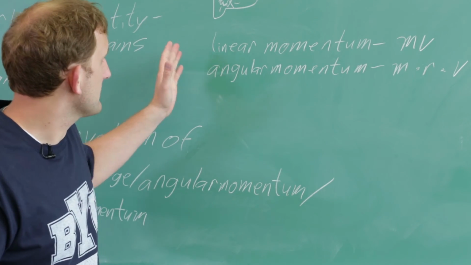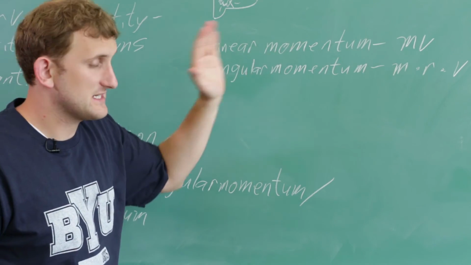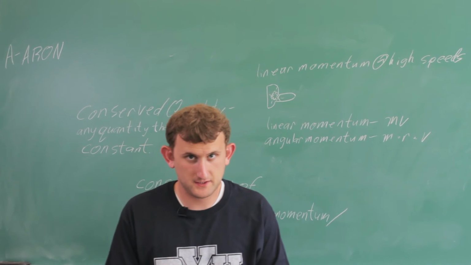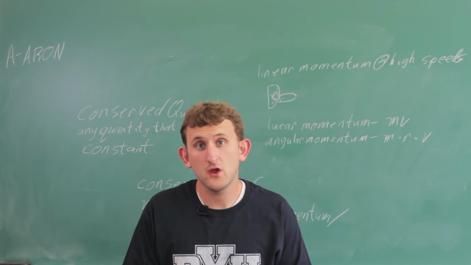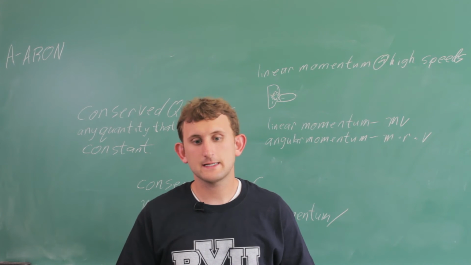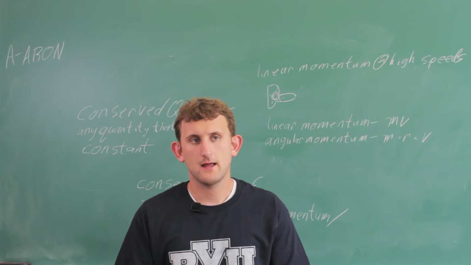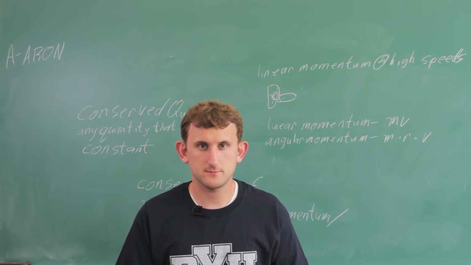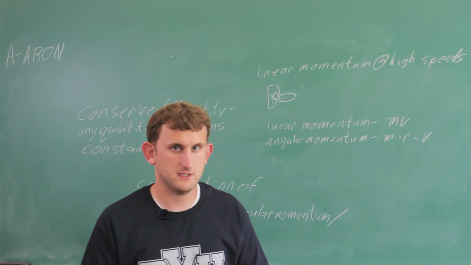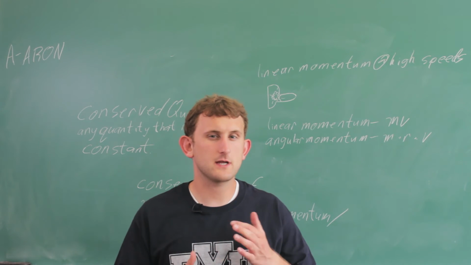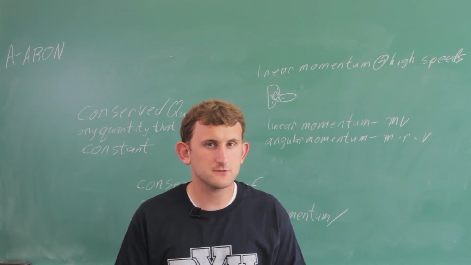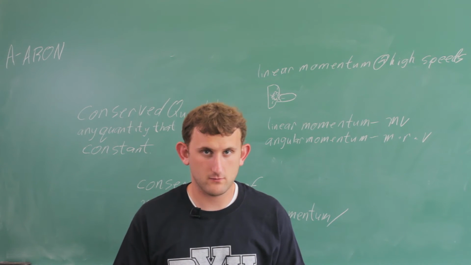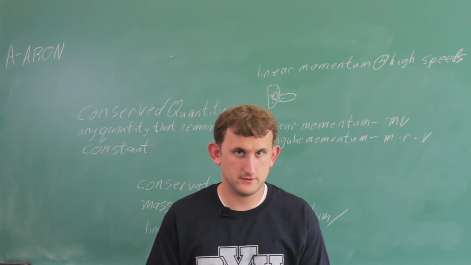Now the last part of this is linear momentum at high speeds. This part is a little more complicated, so just bear with me as you go through it. We know that a lot of weird stuff goes down when we get to relativistic speeds, or speeds that are close to the speed of light. So if nothing can go faster than the speed of light, then how can linear momentum be conserved? I'm going to try demonstrating that to you right now.